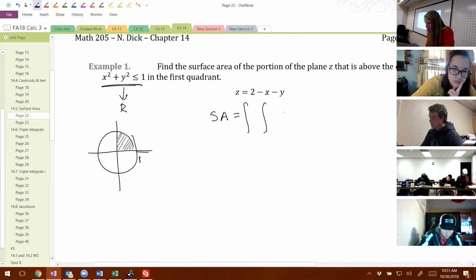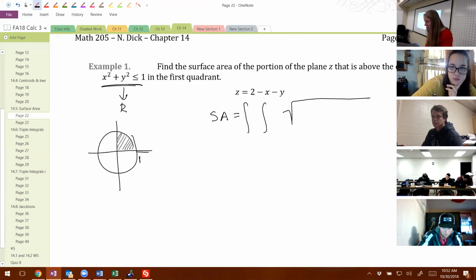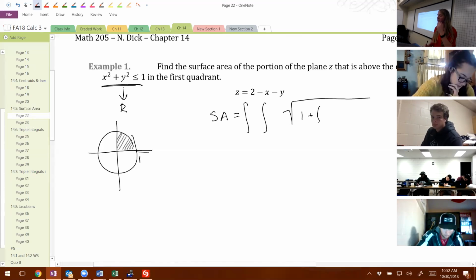And then for the integrand of this, we would need to go back and take 1 plus the derivative with respect to x plus the derivative with respect to y. So let's just start off in rectangular coordinates, not change it just yet, and see how this looks. So 1 plus, what is the partial derivative of this function with respect to x? 2 minus 1. Negative 1.